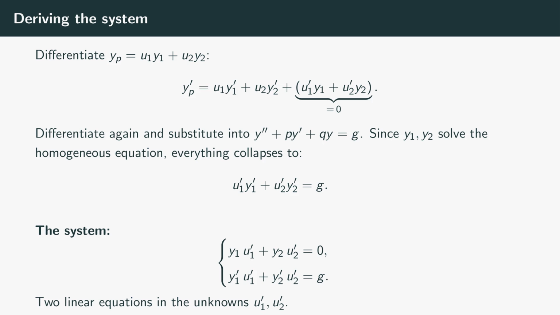Differentiate one more time and substitute into the equation written in standard form, y double prime plus py prime plus qy equals g, where the leading coefficient is 1. Because y1 and y2 each solve the homogeneous equation, every term that does not involve a derivative of u cancels completely. What survives is u1 prime times y1 prime plus u2 prime times y2 prime equals g. Put that beside our extra condition and we have a clean system of two linear equations in the two unknowns, u1 prime and u2 prime. The top equation has the functions themselves, the bottom has their derivatives and the forcing. Now we just solve it.